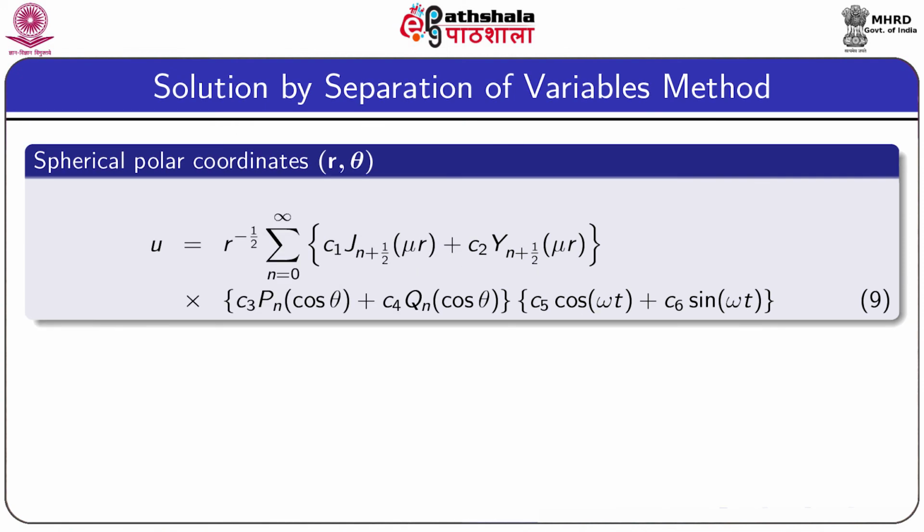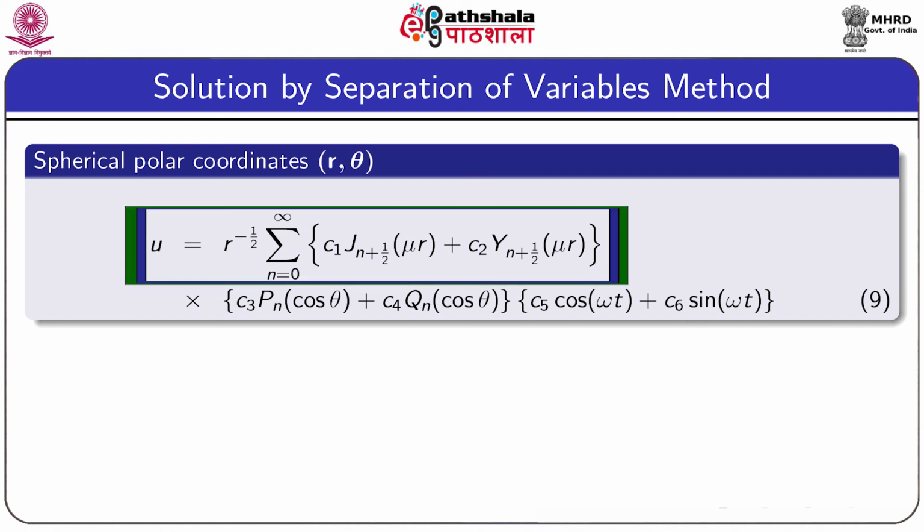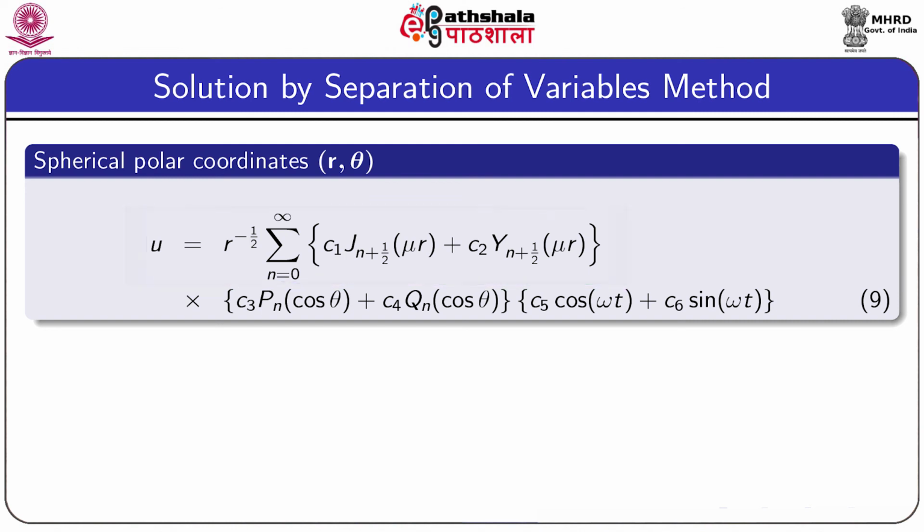So, the required solution can be written in the form given in equation number 9, which is u is equal to r to the power minus half, sum over n. This is a linear combination of Bessel functions of first kind and second kind, multiplied with the function of theta, capital theta, and tau. So, this is our required solution.